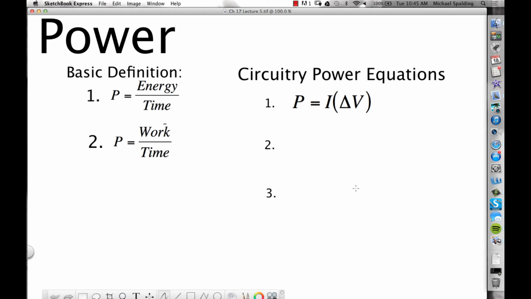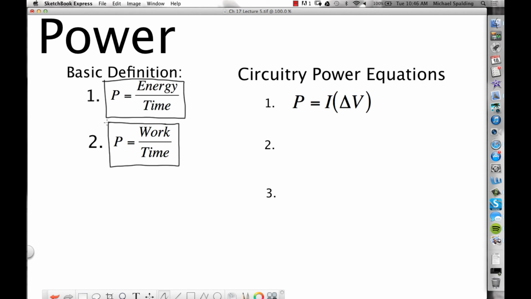Okay, so power. You are going to come across problems where they ask you to find the power output of a resistor. So, first thing, recall the basic definition of power. You learned this first semester. It was in chapter 5. The basic definition for power, you could look at power as being two things. You could say that power is energy per time, and that's totally acceptable. Or you could say that power is work per time.